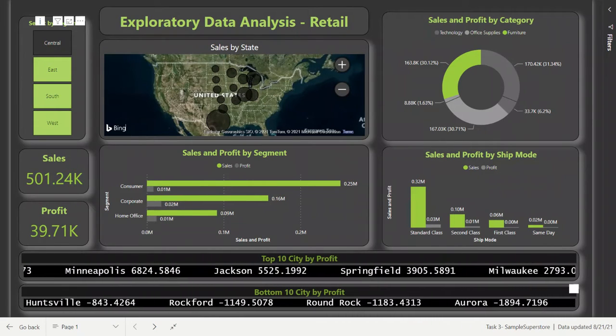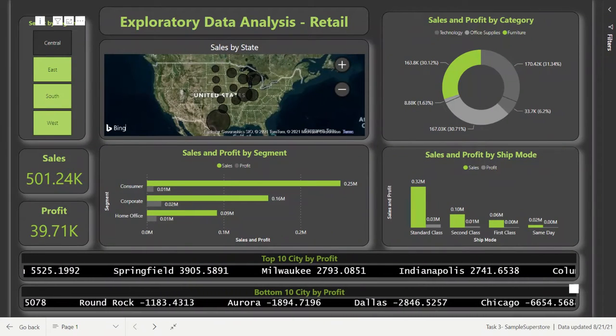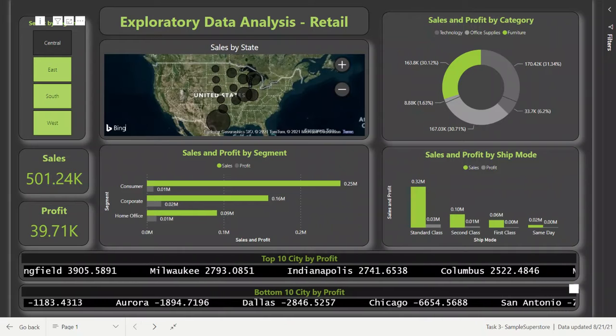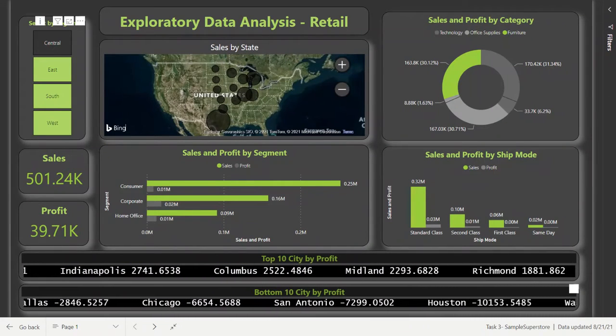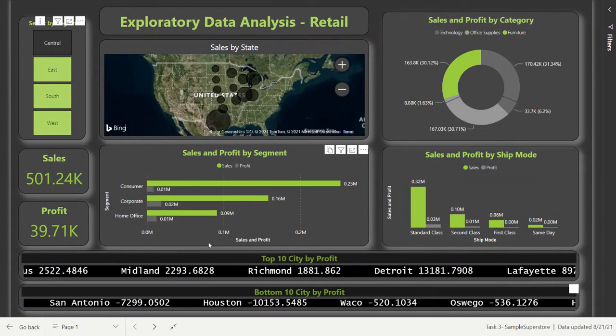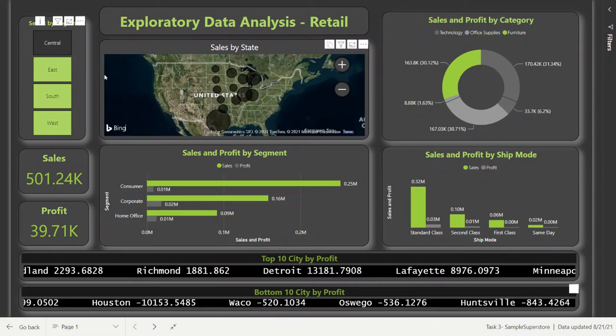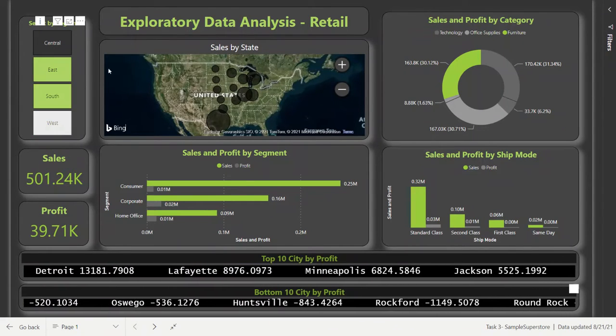So today I am going to discuss my task 3, that is exploratory data analysis on the retail sample store dataset. In the dataset we have the data of the United States. I made this dashboard in Power BI where I divided the whole region into four parts: central, east, south and west.